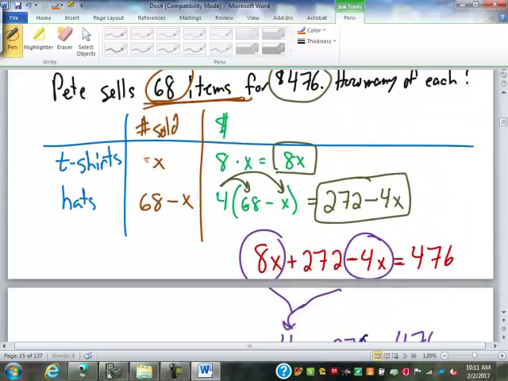So let's go back and answer the question. X is 51. There's 51 t-shirts sold. 68 minus x becomes 68 minus 51, or 17 hats sold. So you see, it's the same problem. Same answer, just a different way of phrasing it.